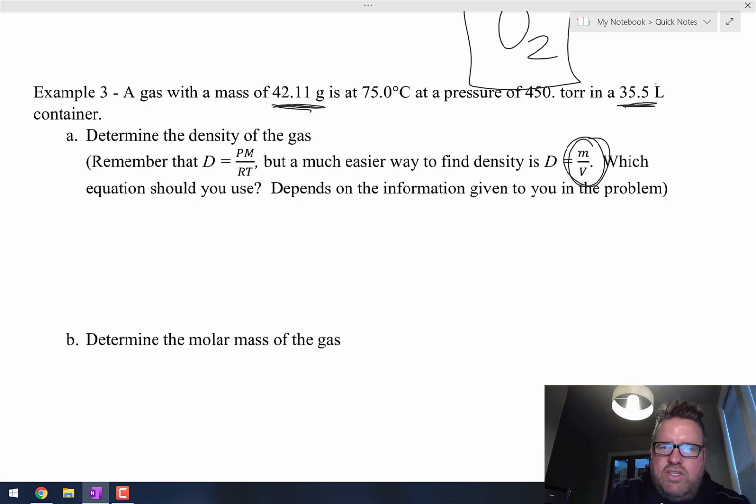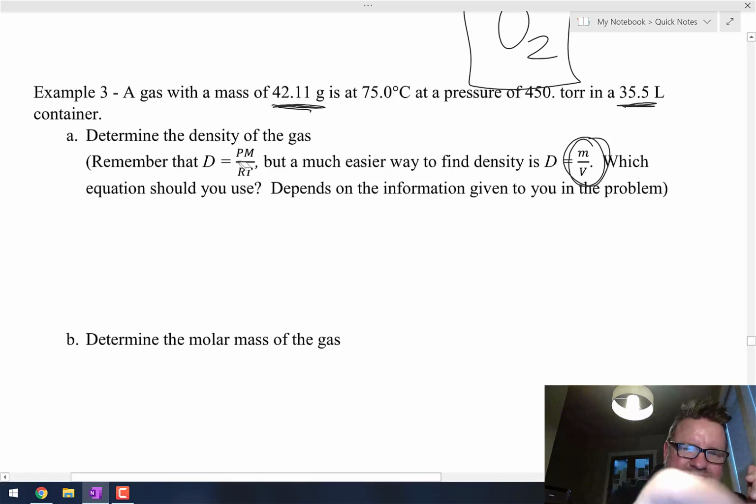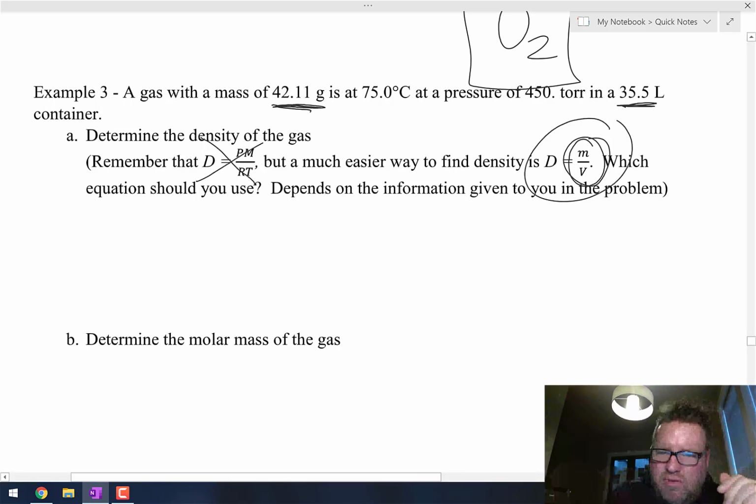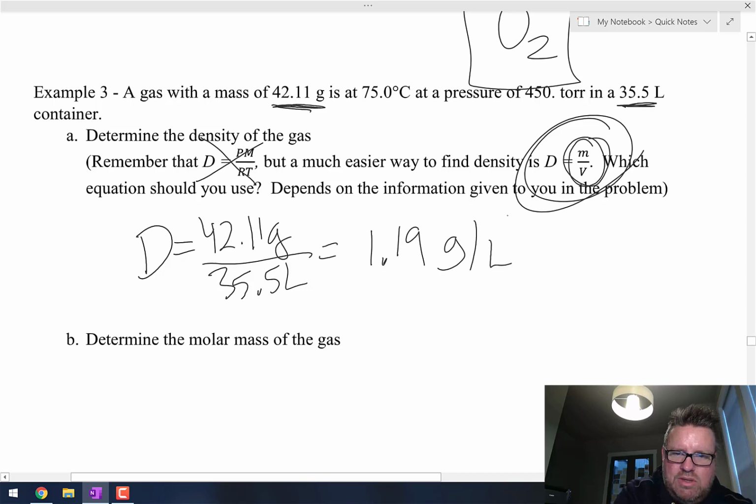The problem with this equation is you have to have the molar mass, right? That big M is the molar mass. We don't have the molar mass. They don't tell us what the chemical is, so we can't even look it up on the periodic table. So we actually can't use this equation. Therefore, we have to use this equation, which is easier, which is great. Wouldn't you rather use the easier of the 2 equations? Yes, you would. 42.11 grams, 35.5 liters. That's it, just mass over volume. 42.11 divided by 35.5 equals 1.19 grams per liter.